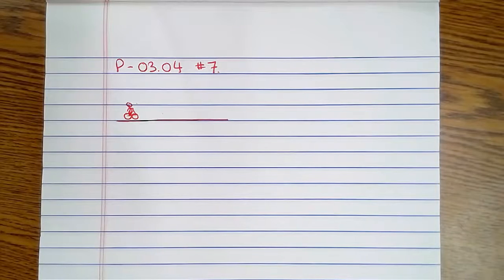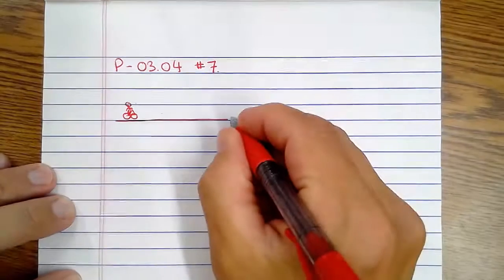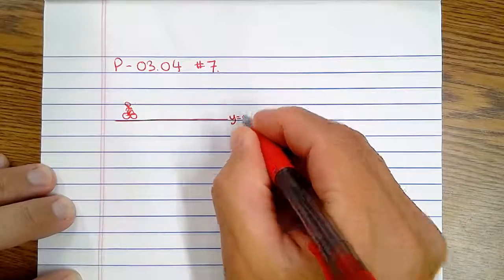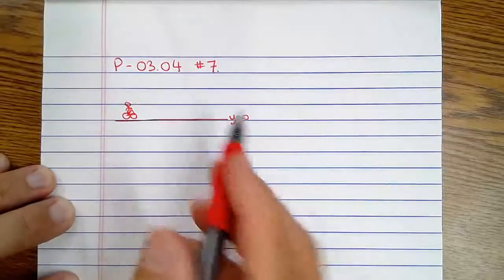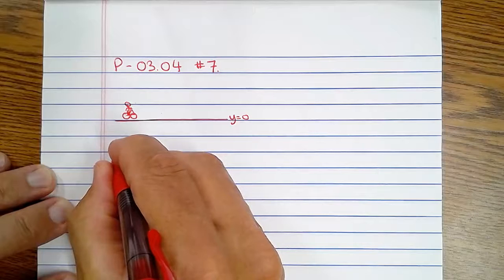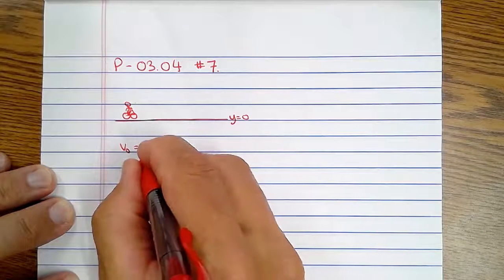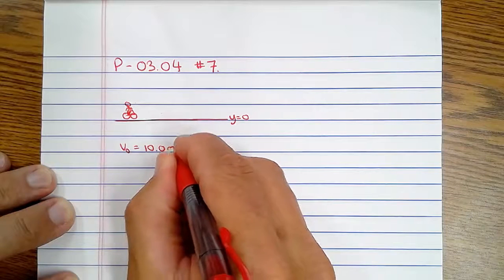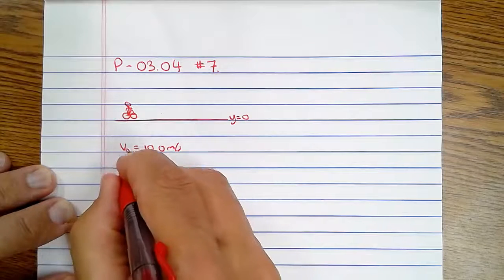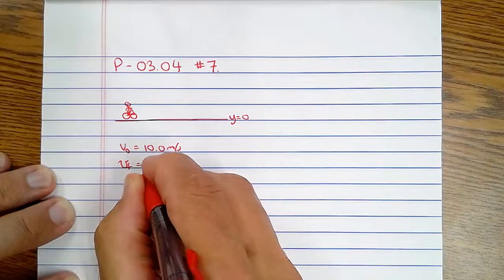So in this problem, we have a bike going on a level road. So it makes most sense to call the level road y equals 0. The bike is moving and it comes to a stop. So it has an initial velocity, and yours will be different, but let's just say mine's 10 meters per second, and it comes to a complete stop. So you know the final velocity is 0.